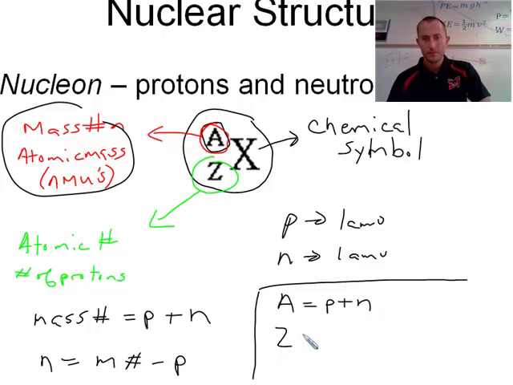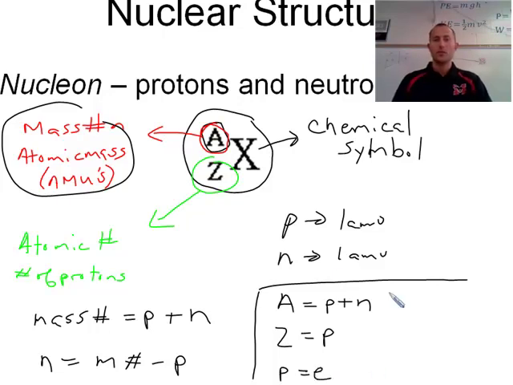Z equals P. And when we're talking about normal atoms, not ions, not anything charged, atoms are neutrally charged. And so if something's neutrally charged, that means there's zero net charge. So that means the pluses and the minuses cancel out. And so the number of protons is equal to the number of electrons. So with these three pieces of information, we can pretty much figure out anything we need to about the particular nucleus.